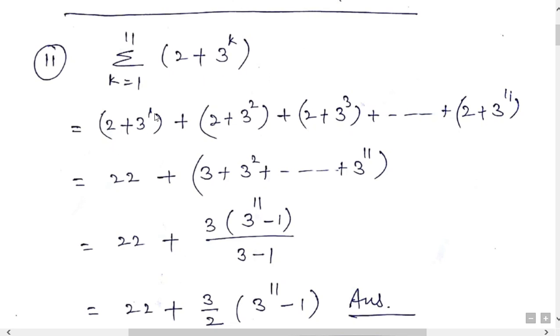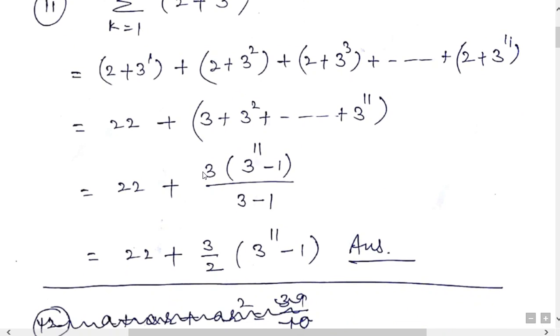2 plus 3 raised to power 1, then 2 plus 3 raised to power 2, and all the values are there. Now what about the first value, second value? Some terms are constant and some are variable. I separate the constant terms, that is 2. 2 is added 11 times, it means the answer is 22, and the rest of the terms can be written as a sequence.